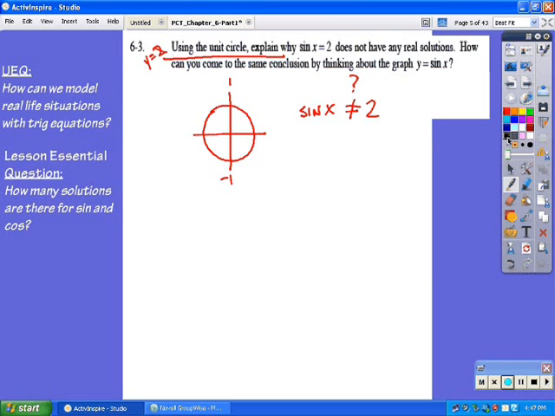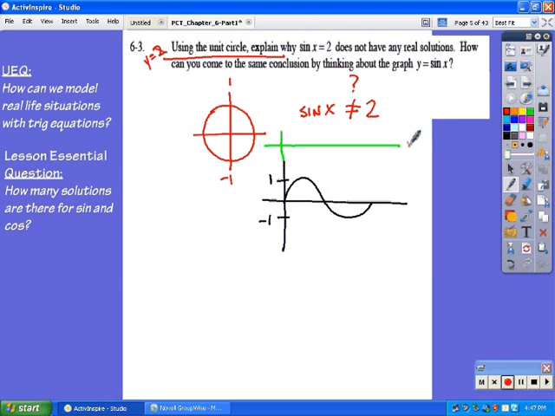If I was using a graphical representation, I would have an xy plane. I can graph sine of x, looks like that. And if I drew a horizontal line at 2, that would be up here. And these two graphs never intersect. These two graphs here never intersect, therefore there is no solution.